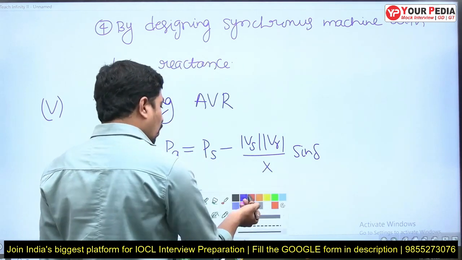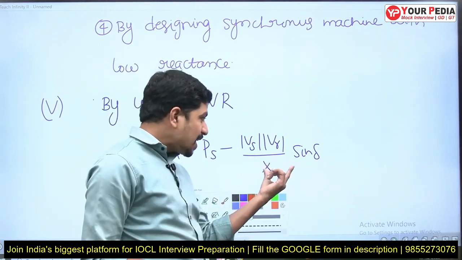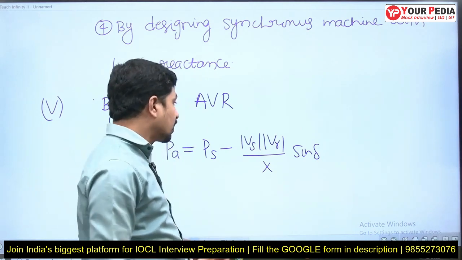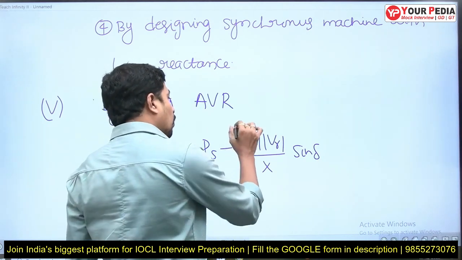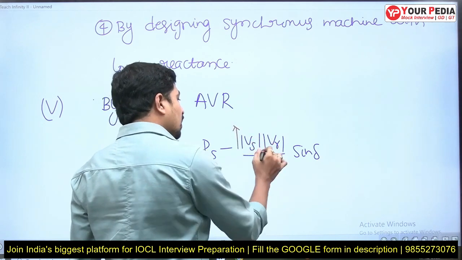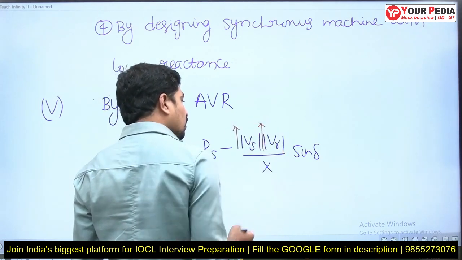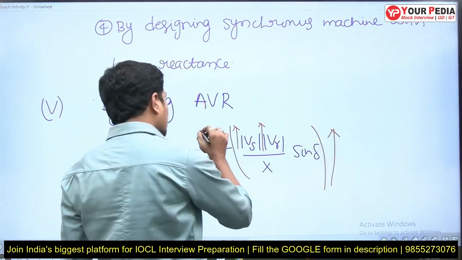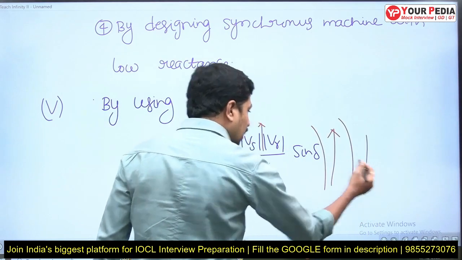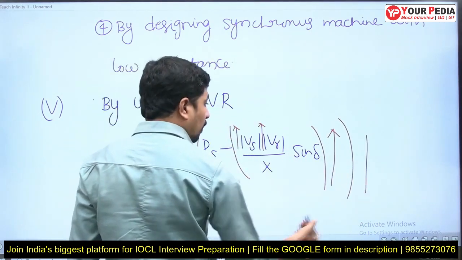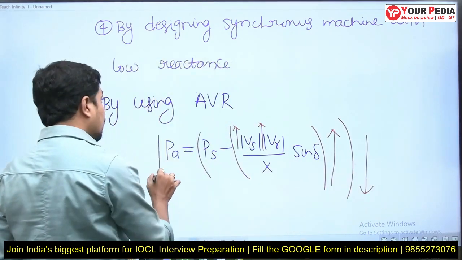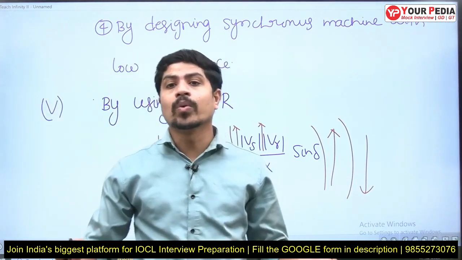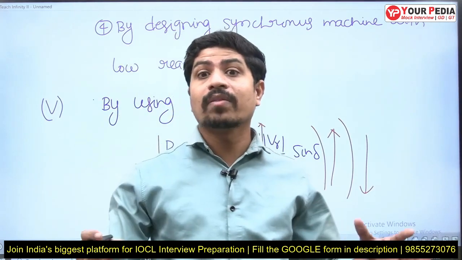Whenever a fault occurs, this PE will decrease due to the fault. At that time, by using the automatic voltage regulator, we will increase this Vs. If Vs increases, obviously this Vr also will increase. Then this total part will increase, then PA will decrease. You can observe carefully: PA is decreasing. If PA is decreasing, stability will improve. This is one of the methods.